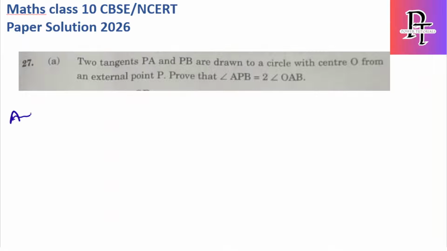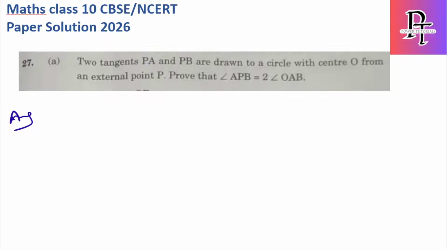27. So here we have A and B options, so whichever you are confident in, you have to solve that question. I'm going to solve both. Let's do the first one. Two tangents PA and PB are drawn. I will look at both questions and tell you which is easier.